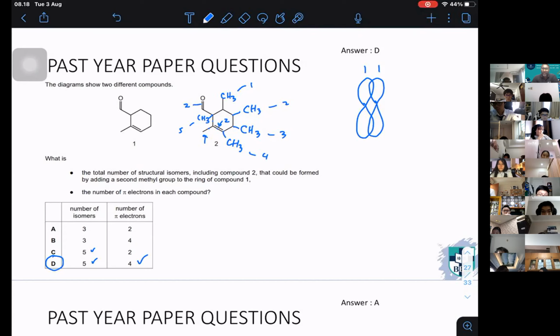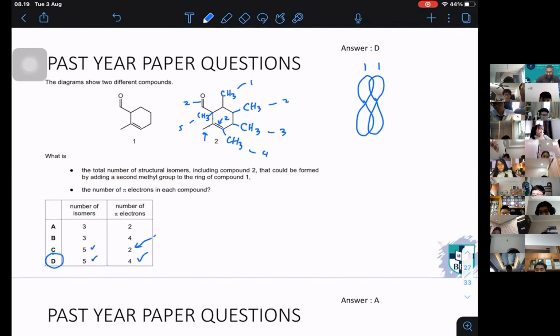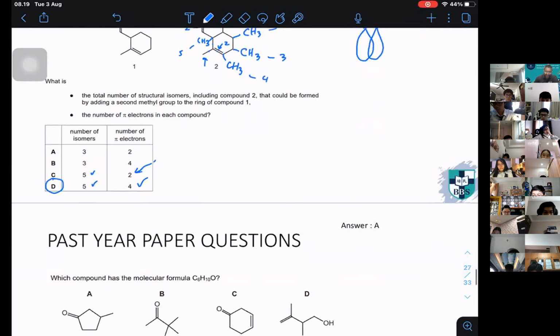If they ask about the number of pi bonding, that is a very common question. But this particular year they ask the number of pi electrons, and you can see they are testing on that part. Even they give you the 2 over there just for you to make mistakes. That 2 will be valid if they say the number of pi bonding. But when they ask the number of pi electrons, you need to times by 2.